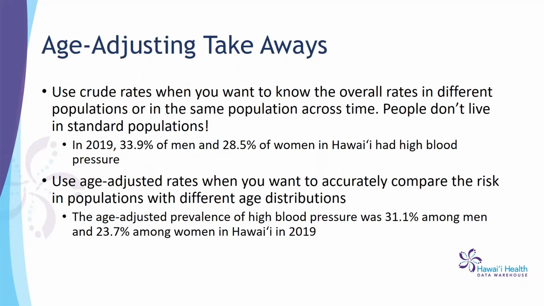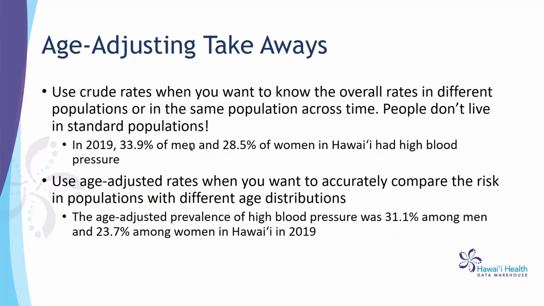But you want to use age-adjusted rates when you want to accurately compare the risk in populations with different age distributions. So knowing that those age distributions are different among men and women, we can say that the age-adjusted prevalence of high blood pressure was 31.1% among men and 23.7% among women. So here, the difference is about 7 percentage points, and here the difference is about 5 percentage points.